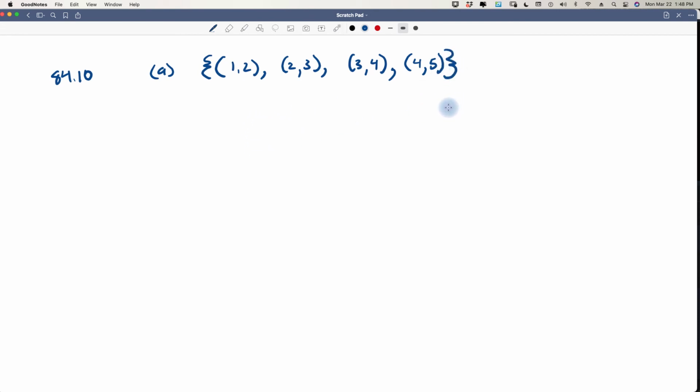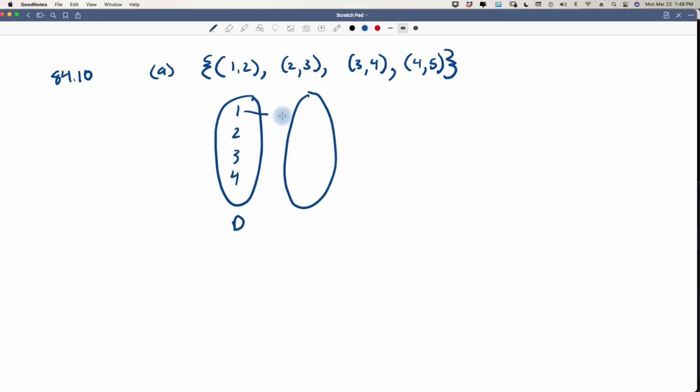All right, so let's look at these. Let's do A first. We have 1, 2, 3, and 4 in our domain. In our range, 1 pairs up with 2, 2 pairs up with 3, 3 pairs up with 4, and 4 pairs up with 5. That's a function, yes. Easy peasy, right? Each one of these has its own number. So we know by default that this is indeed a function.